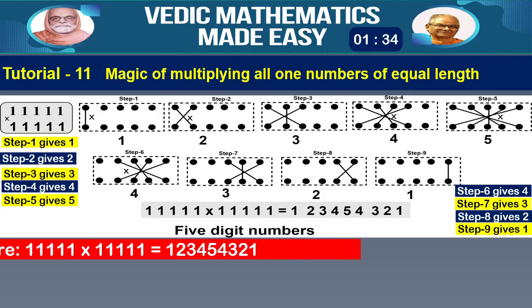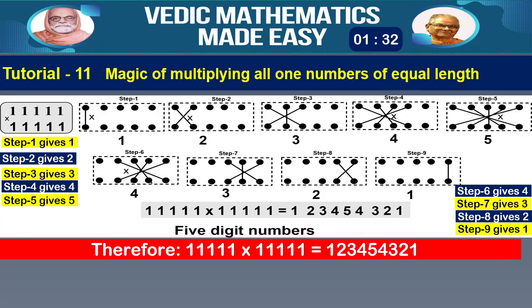Therefore, 11111 into 11111 is equal to 1, 2, 3, 4, 5, 4, 3, 2, 1. That is the answer.